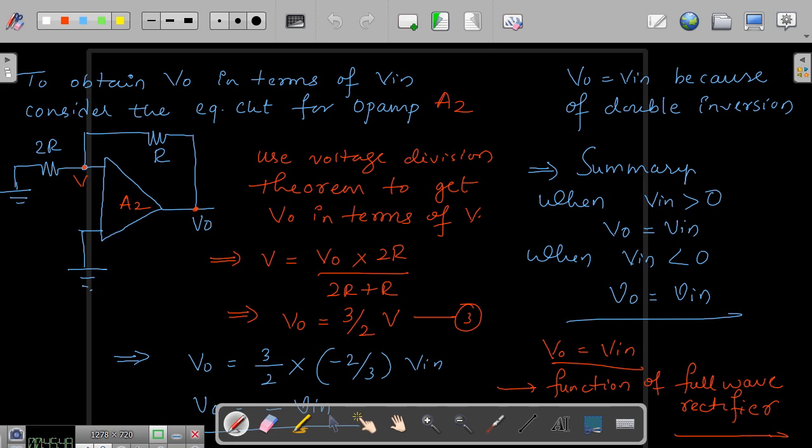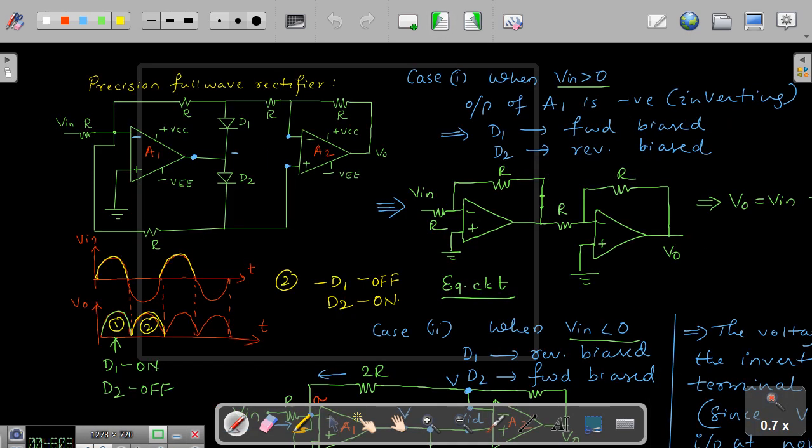Now after having seen this, please check, apart from the rectification, will it be possible for us to have the amplification as well, as I said earlier. So in this case we are using all the resistances equal to R, right? Suppose if you use this resistance something different, then definitely it is possible for us to have the rectification as well as the amplification.